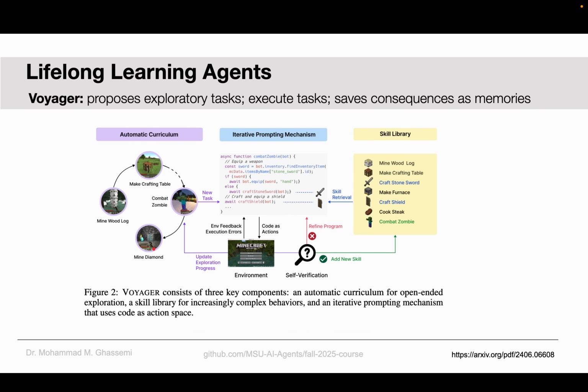And specifically, what this agent is trying to do is propose exploratory tasks to take or actions to do in the context of Minecraft, execute those tasks, and save the consequences that led to a good outcome as memory. How does it do this?